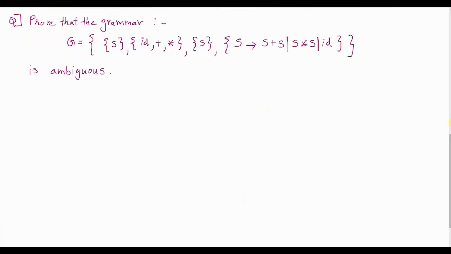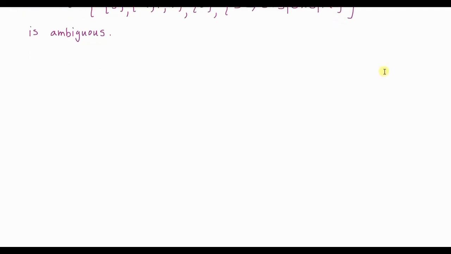In this particular question, we are supposed to prove that the given grammar is ambiguous. Now S is the start symbol and S is the only non-terminal. All the terminals are ID, plus and into. Notice that the productions in the grammar given are S gives S plus S, S into S and ID, and we are supposed to see whether the grammar is ambiguous or not. Okay, so let's start.